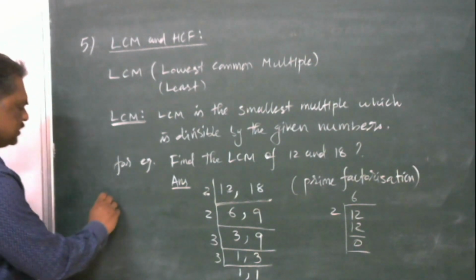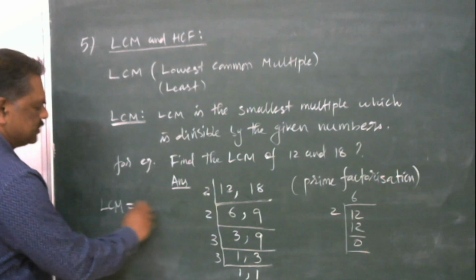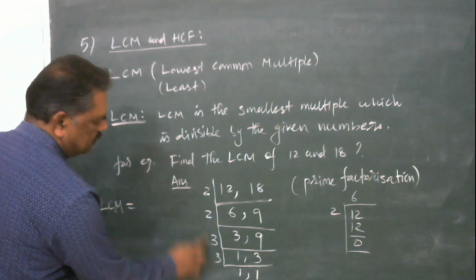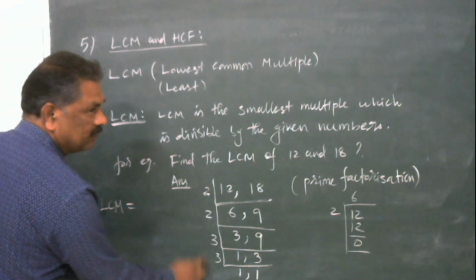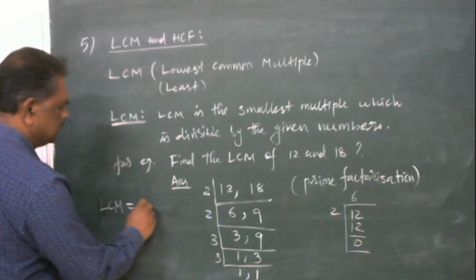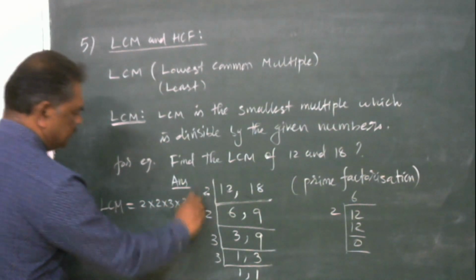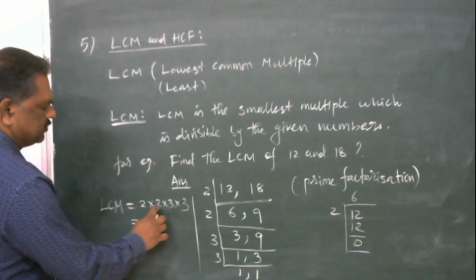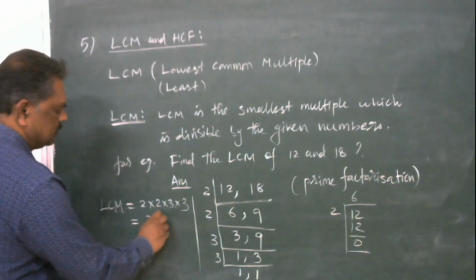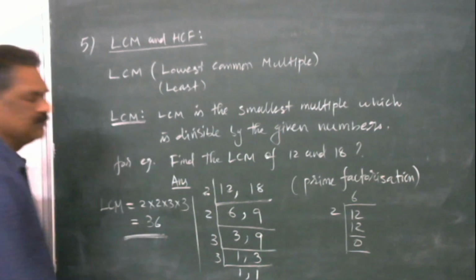Therefore, LCM is all these prime factors you need to multiply. So 2 into 2 into 3 into 3, which is given by 2 2's are 4, 3 4's are 12, 3 12's are 36. 36 is the LCM.